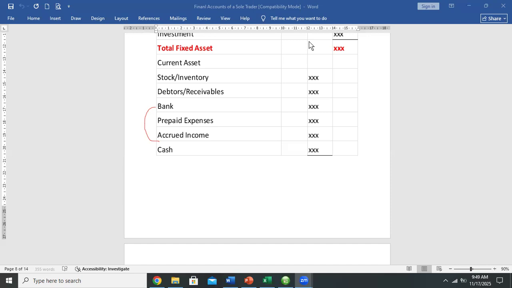Then the last two will be your bank, so the money you have in your bank account, and finally cash. With a bit of the liquidity, cash is the most liquid asset. Why? Because it is already cash. Followed by bank, because if you have money in the bank, you can easily go there and get cash. But if you compare debtors and stock, it takes some time.